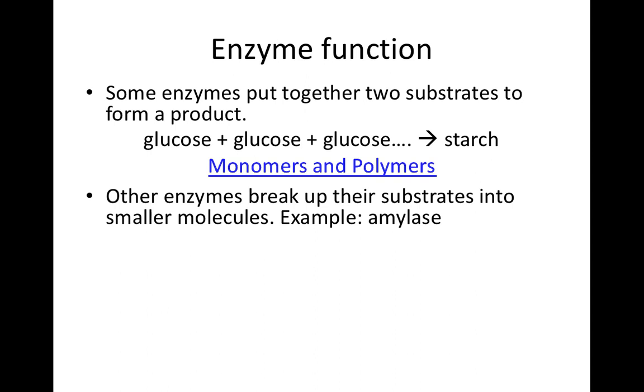In other cases, enzymes break up a substrate into smaller molecules. So for example, organisms that contain the enzyme amylase can break down a polymer such as starch into its individual monomers of glucose. This happens when we digest starch.